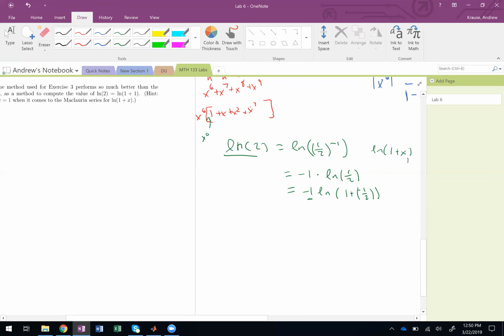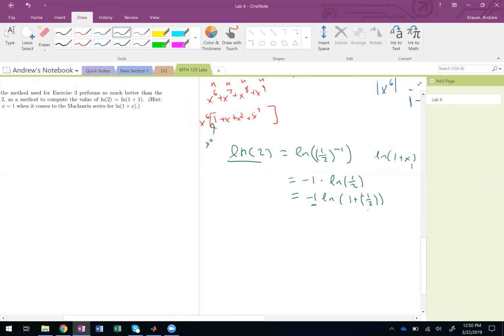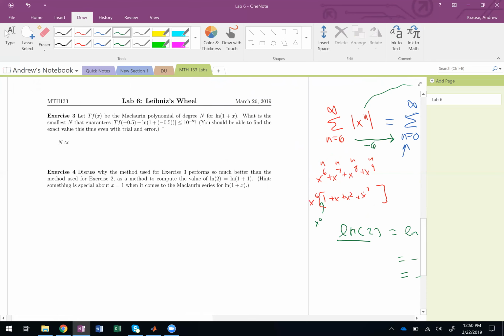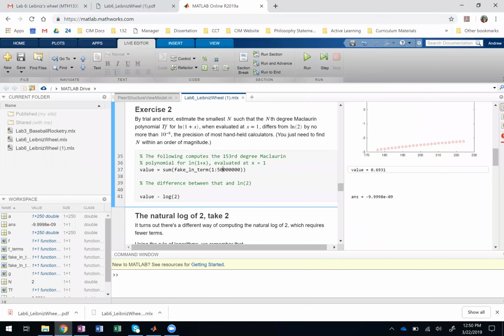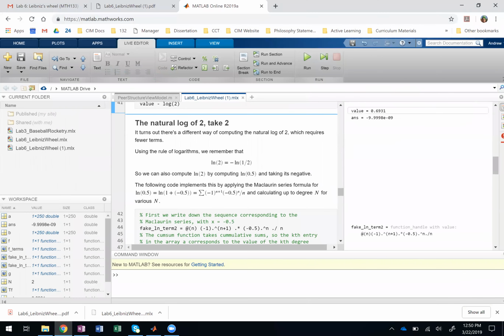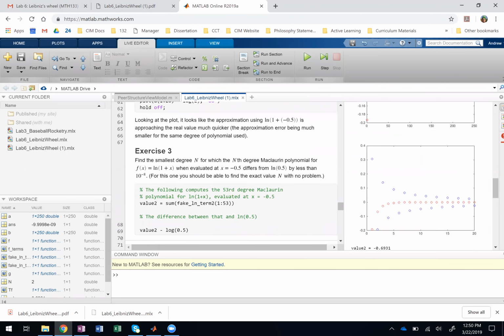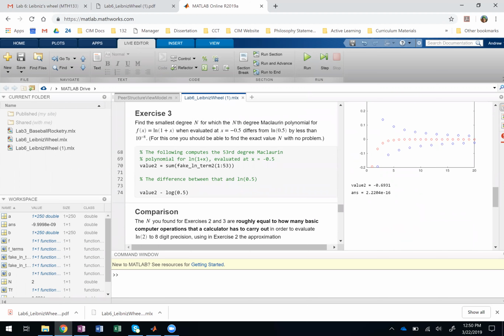So let's see what happens when we use this -1/2 value instead of plugging 1 right in, right? And so exercise 3 is doing just that. We're plugging this -1/2 in and trying to get under that limit of 10 to the -8. So we go back to the MATLAB and we say, okay, we're on natural log of 2, take 2. And we have sort of the same discussion. And again, here's where we can change our terms. We can plug in different terms and see what we get.